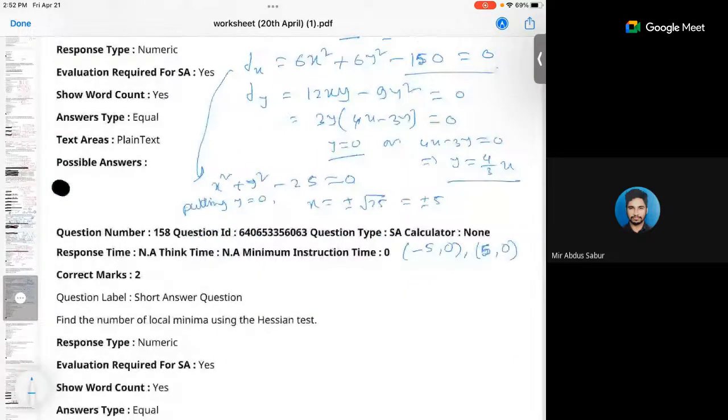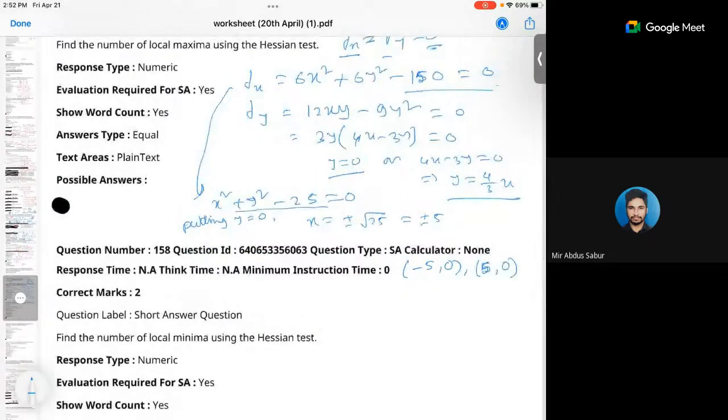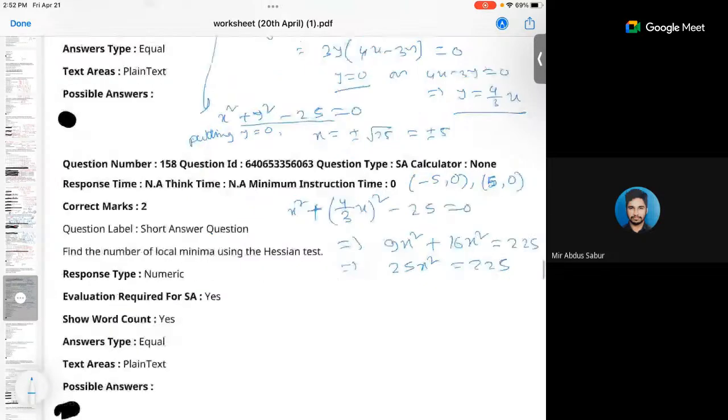Now put this one in this function, y equal to 4 by 3 x. You will get x square plus 4 by 3 x square minus 25 is equal to 0, which implies 9x square plus 16x square is equal to 225, that is 25x square is equal to 225. So x square is equal to 9, x is equal to plus minus 3, right?